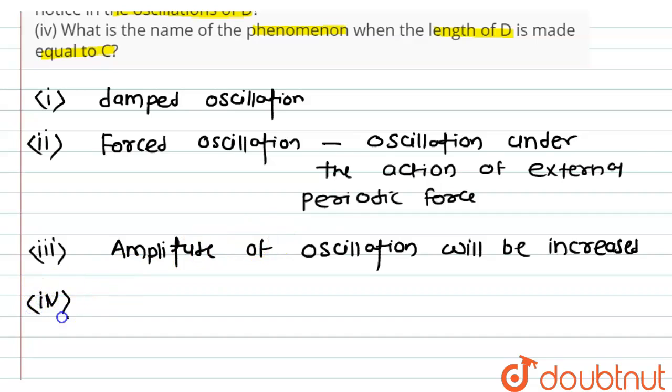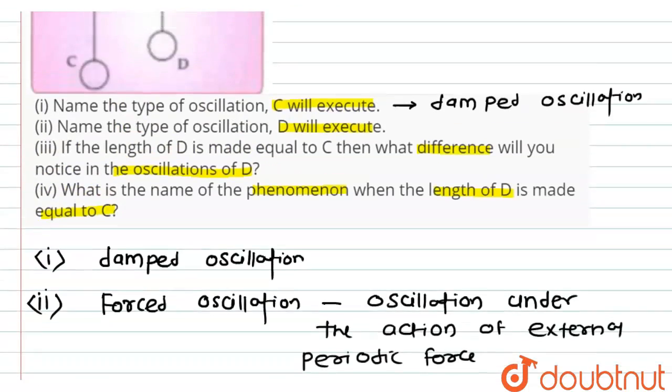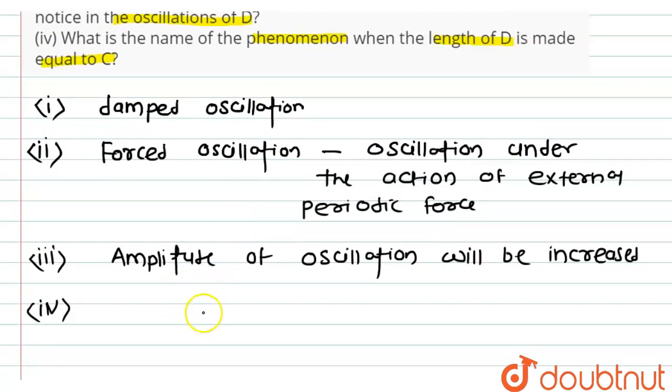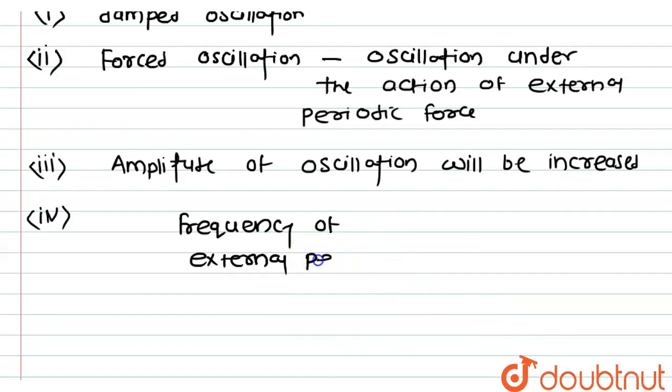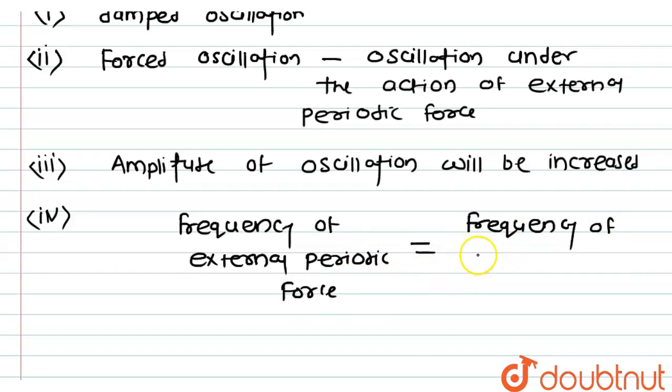And now according to question number 4, what is the name of the phenomenon when the length of D is made equal to the length of pendulum C? Okay, so in this case we can say that both pendulums oscillate with the same frequency, and in this case the frequency of the external periodic force is exactly equal to the natural frequency of vibration.